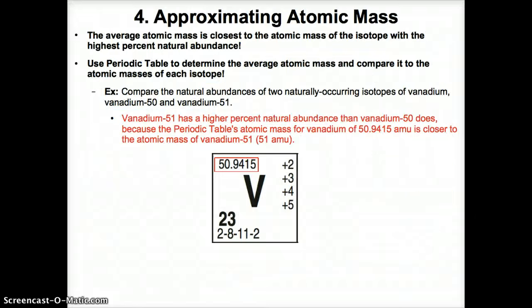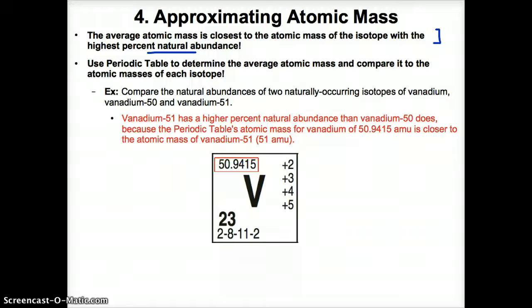Next, let's talk about how to approximate average atomic mass. First off, atomic mass is closest to the atomic mass of the isotope with the greatest percent natural abundance. For example, if 90% of the isotopes of an element have an atomic mass of 100, while only 10% of the isotopes of that element have an atomic mass of 98, which one do you think it's going to be closer to? Obviously, the average atomic mass would be closer to the atomic mass of 100, since most of the isotopes have an atomic mass of 100 anyway.